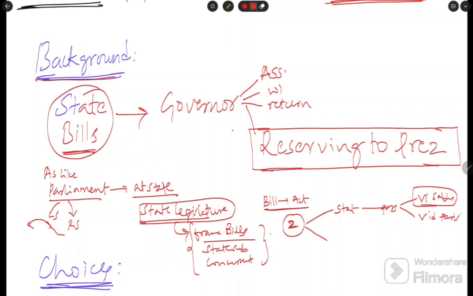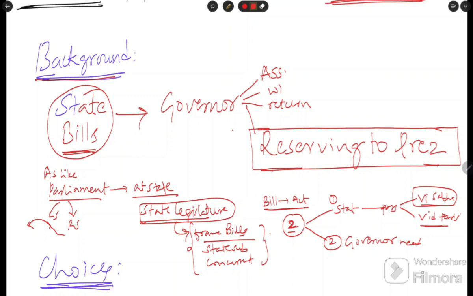Let's consider that the state has two houses. The bill becomes an act when it passes two tests. One test is that the state legislature needs to pass that bill. What is the second test? The governor needs to give assent. This is the procedure, this is the background. Now let's begin the actual topic.